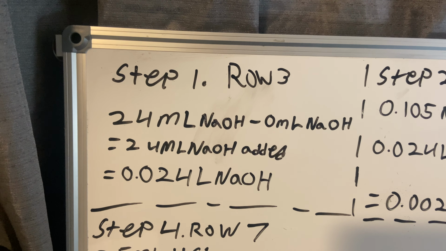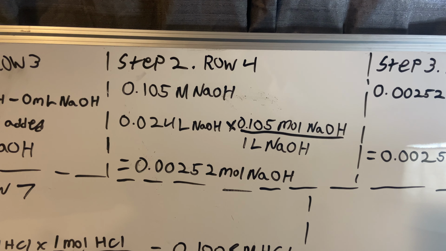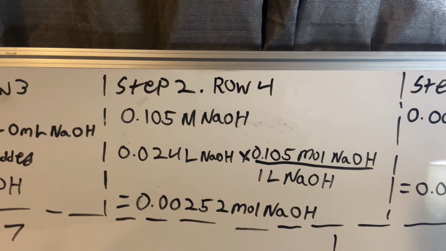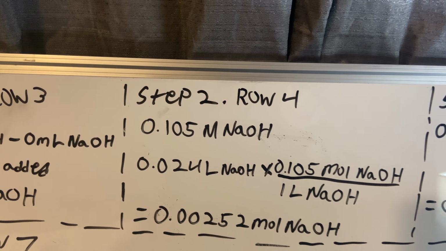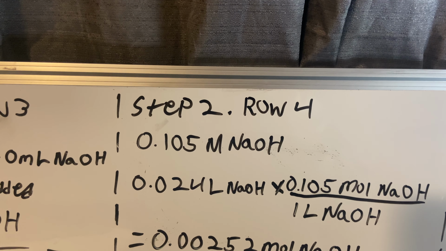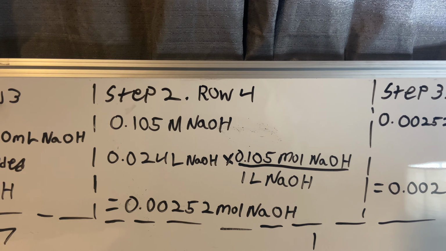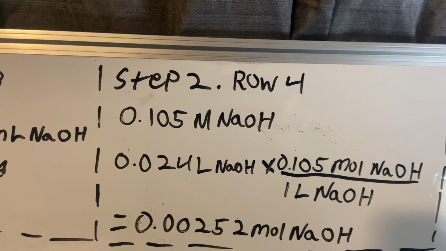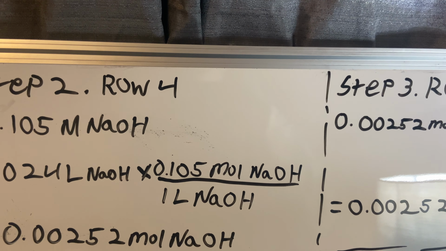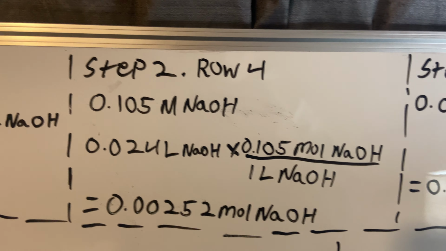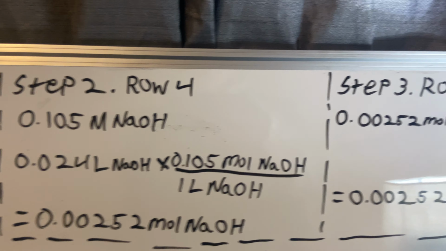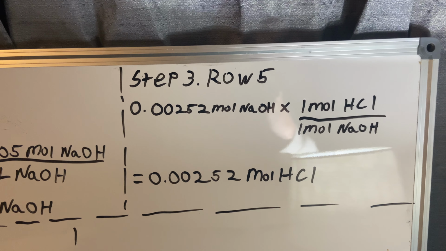of NaOH added. For step 2, we had to calculate the amount of moles of NaOH that was added to the concentration. So we can see that 0.105 M NaOH is the concentration of NaOH that was added to the solution. The calculation is 0.024 liters of NaOH times 0.105 moles of NaOH over 1 liter of NaOH. And we got 0.00252 moles of NaOH.